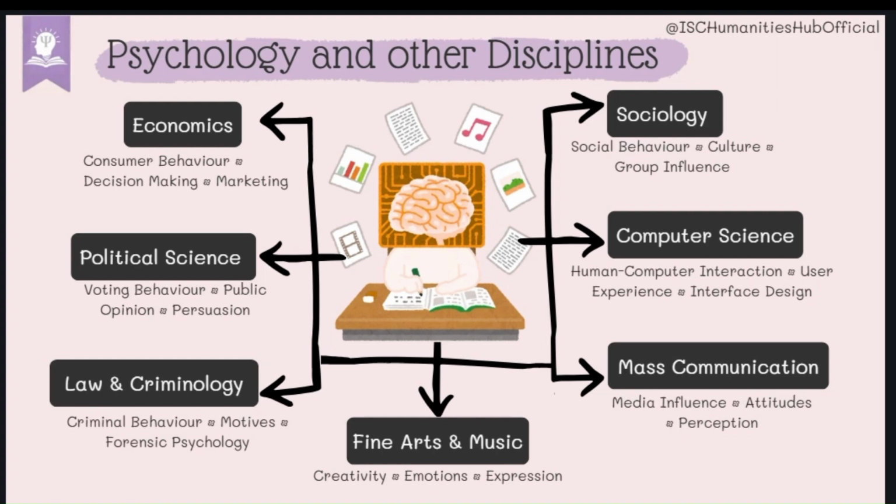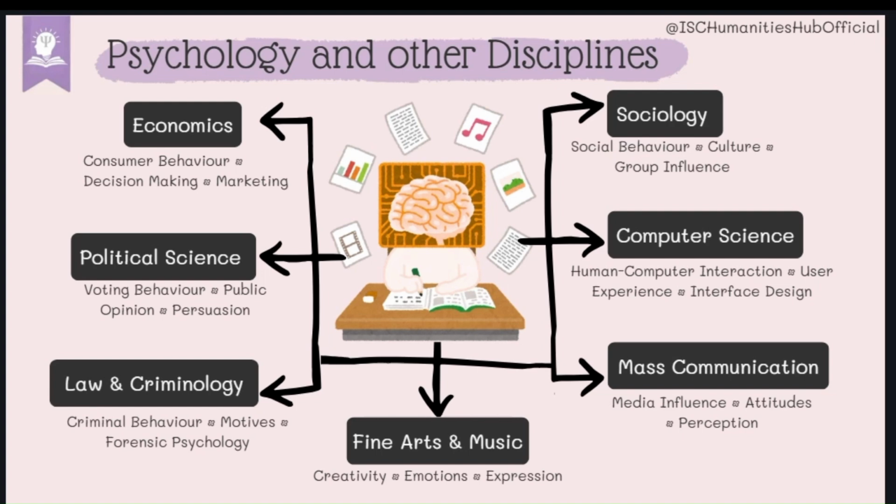Then is sociology. In sociology, we use social behavior analysis. Psychology and sociology together explore how individual behavior is influenced by social structures, groups, or cultural norms. This includes studying how social interactions shape identity and behavior. An example can be sociologists might use psychological theories to examine how peer pressure affects adolescent behavior, decision making, and child or teen behavior.